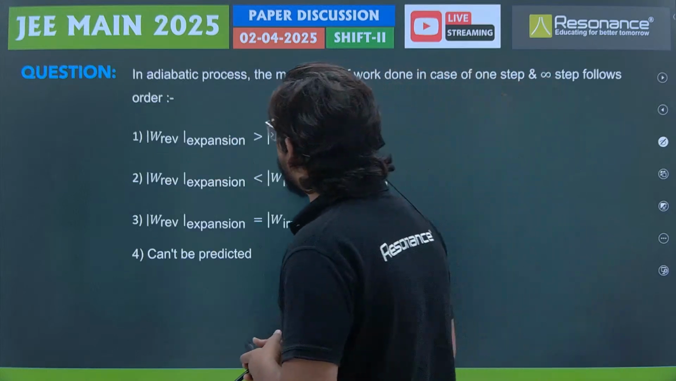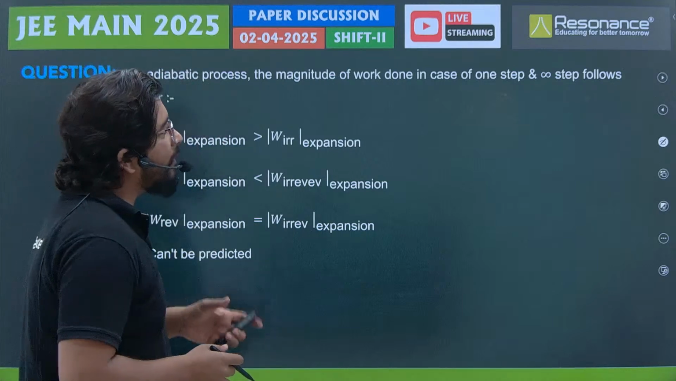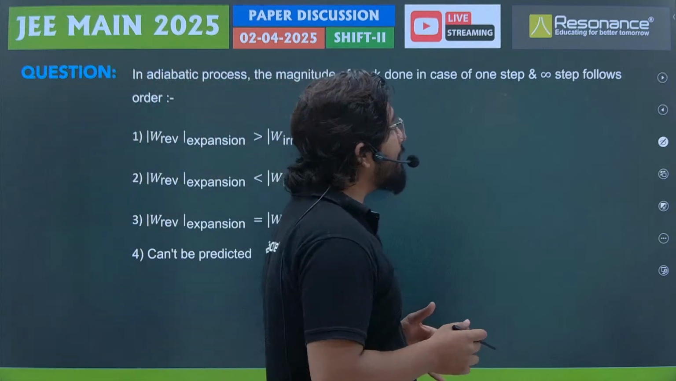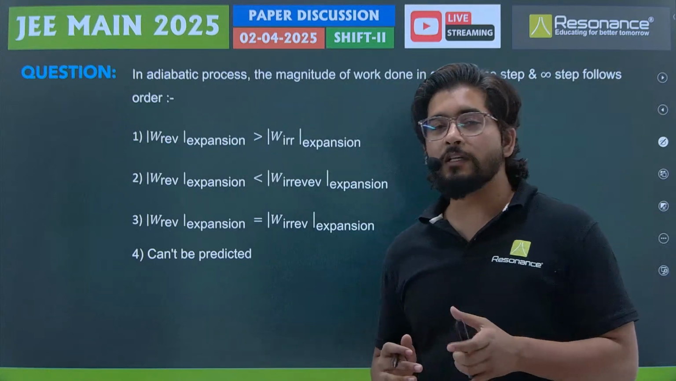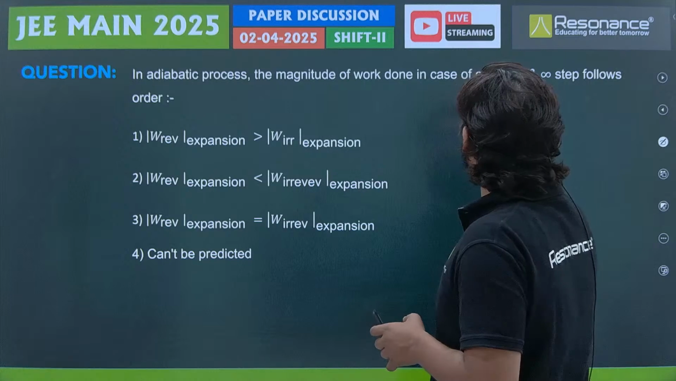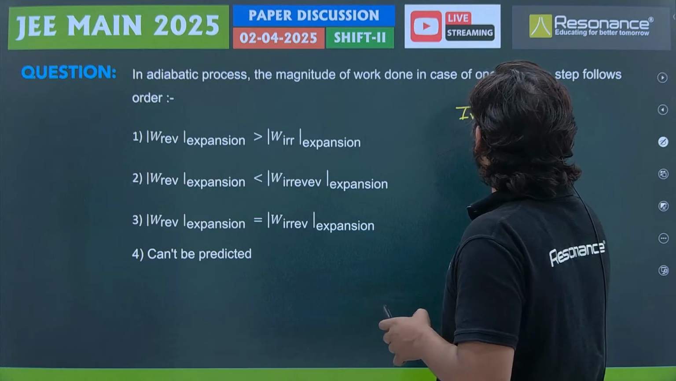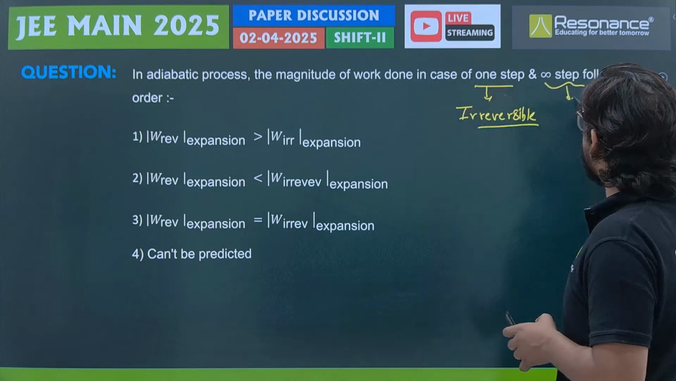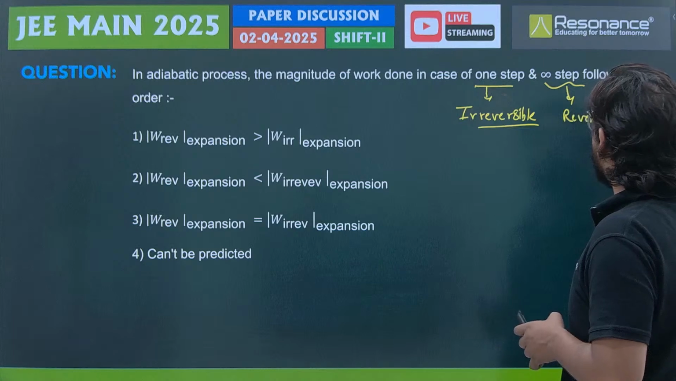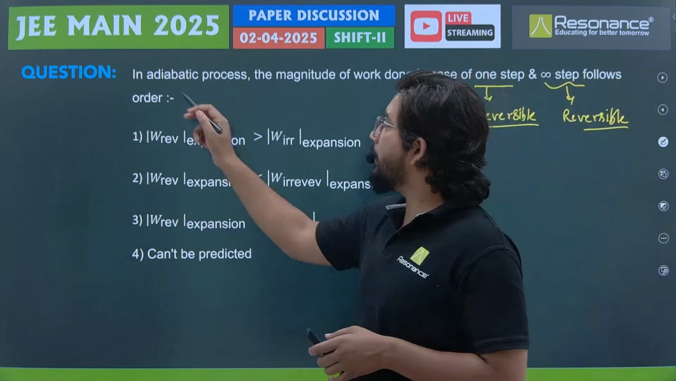In the next one, again they have asked from adiabatic process, thermodynamics, the magnitude of work done in case of one step and infinite steps. One step means irreversible process, and infinite steps means reversible process. So what they are asking is about the adiabatic process.